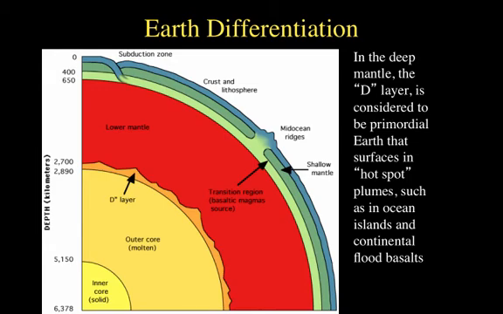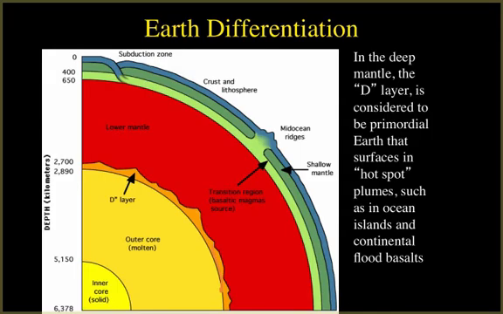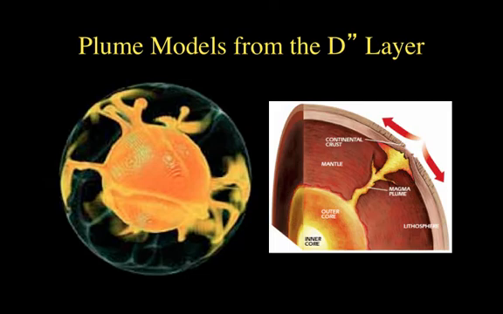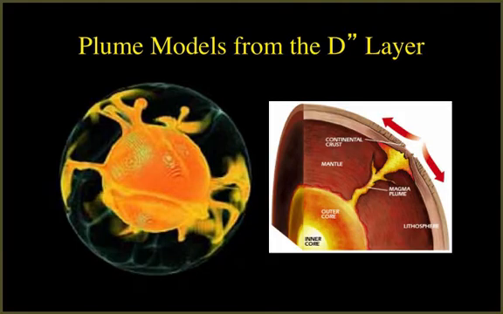In the deep part of the mantle, we see the D double prime layer, and that forms at the core mantle boundary. The D double prime layer is considered to be primordial Earth that surfaces in hotspot plumes. So the D double prime layer is the origin of the melts that feed hotspot volcanoes like Hawaii or Iceland, and gives us those oceanic islands and occasionally continental flood basalts. If we look at a transparent mantle and crust, we can see a model for the D double prime layer. And here's the core of the Earth, and the D double prime layer is forming these plumes that rise up buoyantly through the mantle and erupt at the top of the crust as Hawaiian volcanoes, for example.